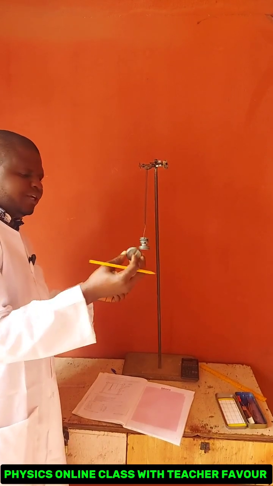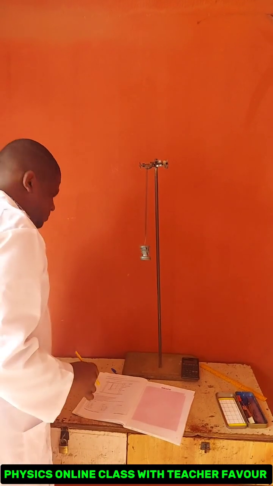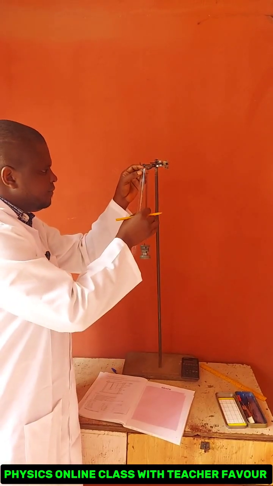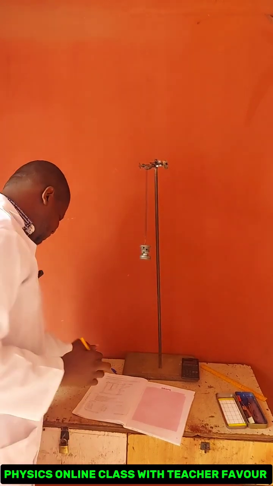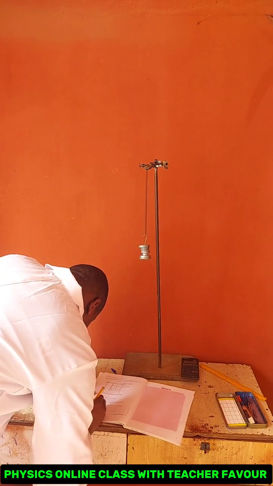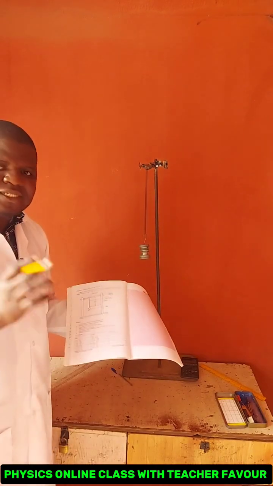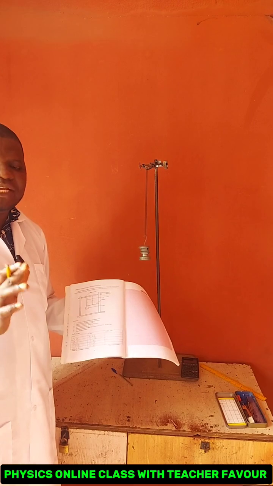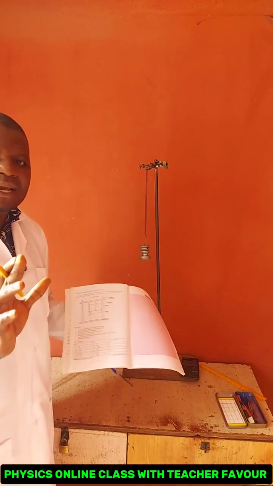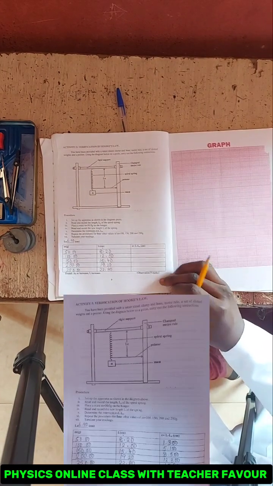Since this is 200, I'll add this 50 to make it 250. I'll measure the length again, 22.80. So I'll write 250.00, 22.80. Now find E. E stands for extension. Extension is final length minus initial length.